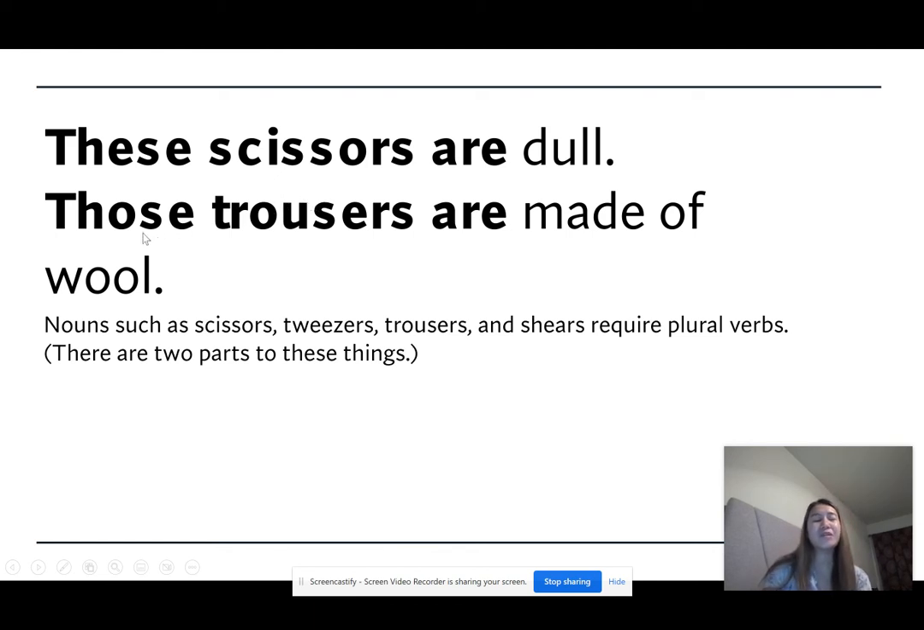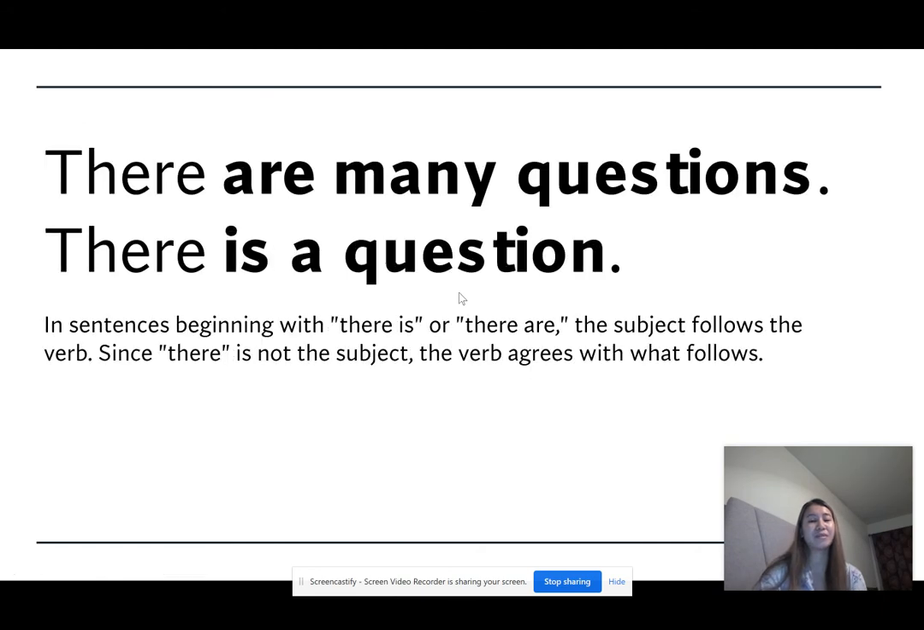You're pertaining to the two parts of that one thing. Those trousers are made of wool. Okay, the pants are made of denim, whatever. So they need or require plural verbs.